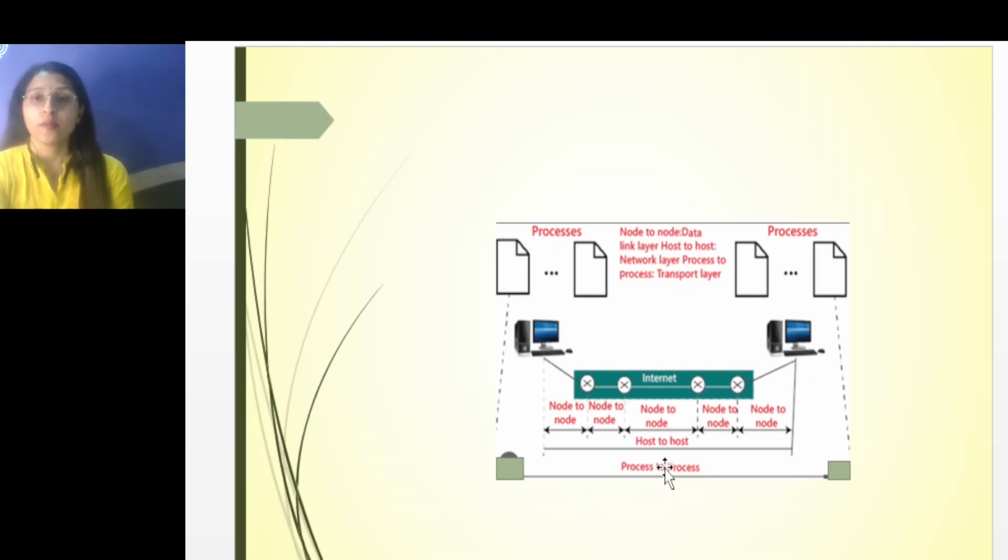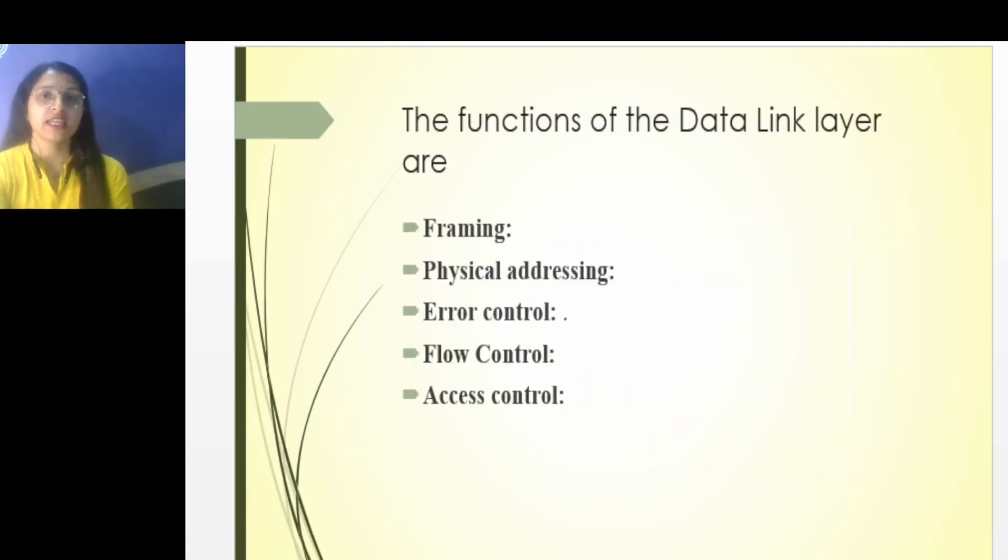So that is the process to process delivery. So what is the function of this data link layer? The function of this data link layer is framing, physical addressing, error control, flow control, and access control.